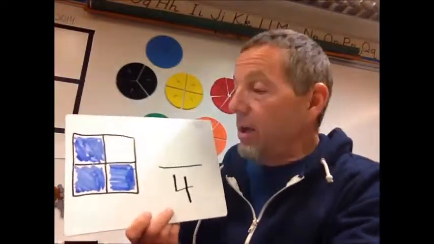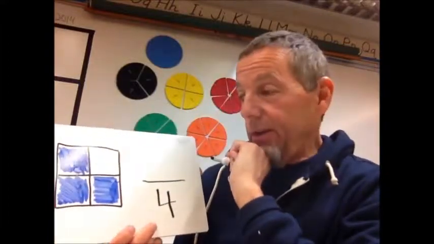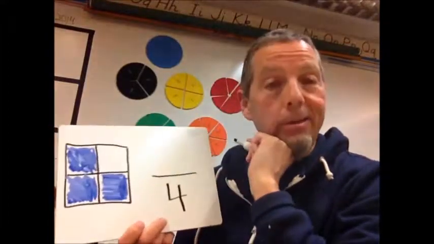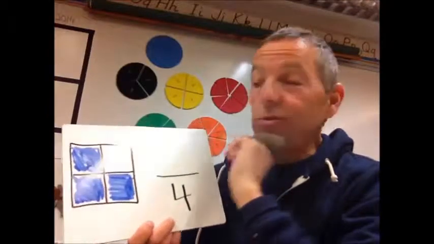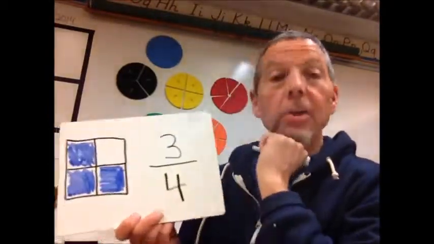But now here's the question. What is the fraction for the number that is shaded in? How many are shaded in? Those are the ones, there's something there. How many are there? That's easy. 1, 2, 3. So this fraction is 3/4.